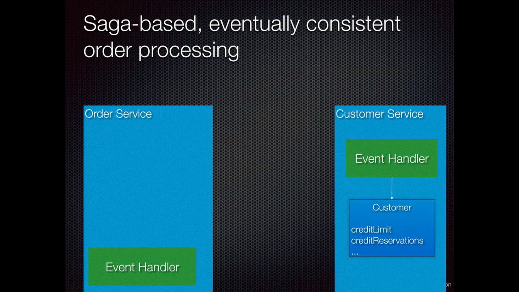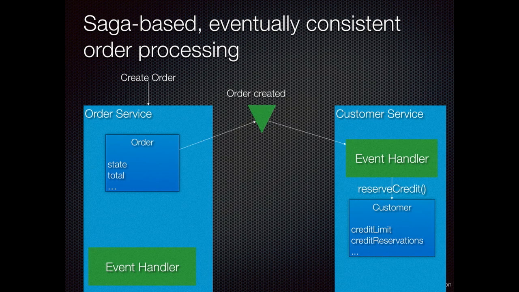And the way this would work in the order processing example is as follows. So you've got the order service and the customer service. When a request to create an order comes in, it will create an order in a pending state. So that's the first local transaction, it simply creates an order. It might do some simplistic validation, but it's not going to actually check the credit at this point. And then the order service will publish an event saying, I've created an order.